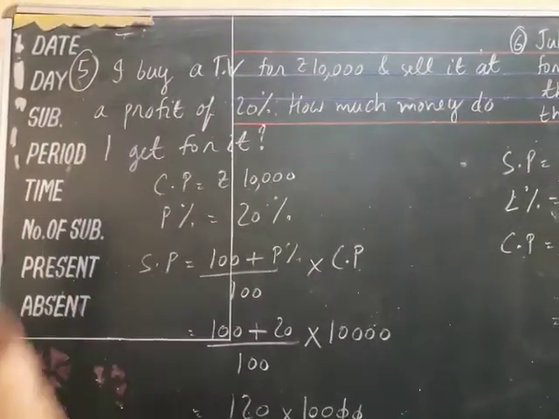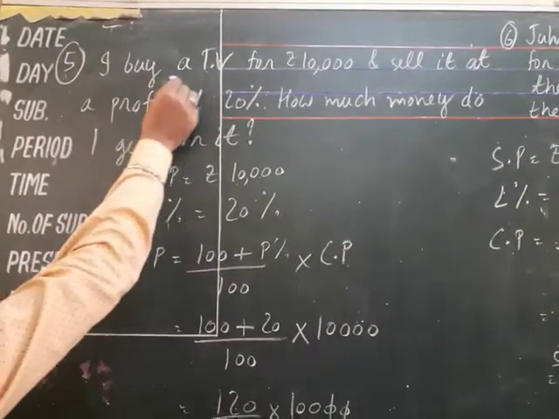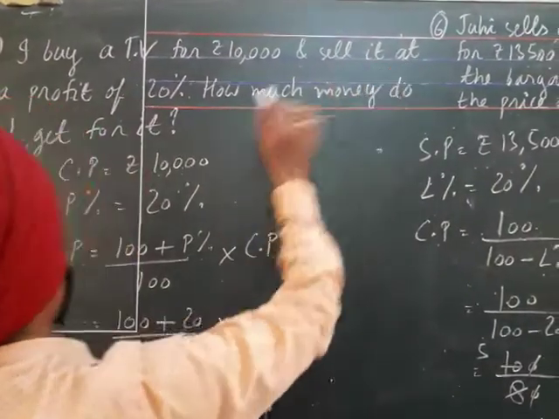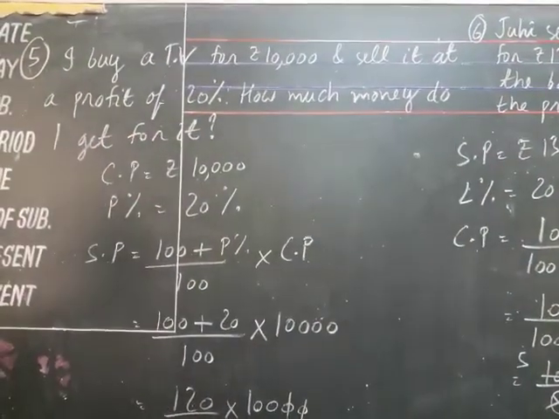Now students, see question number 5. I buy a TV for rupees 10,000 and sell it at a profit of 20%.